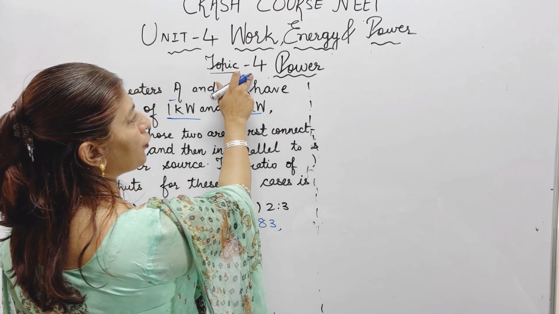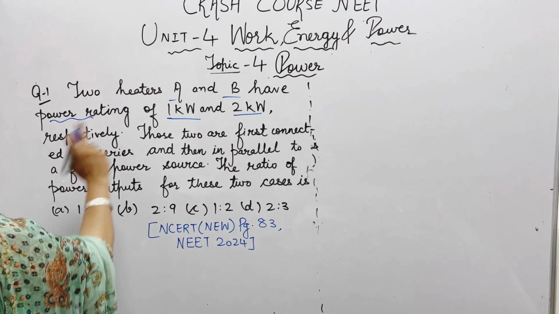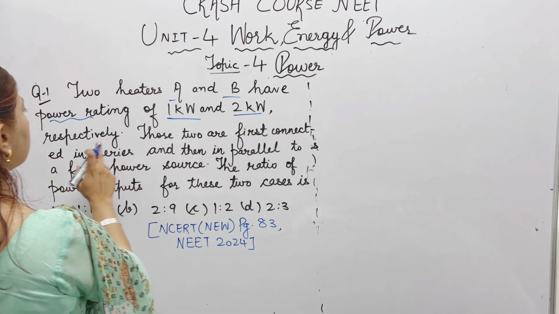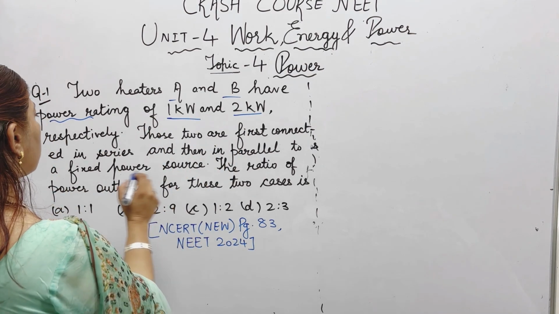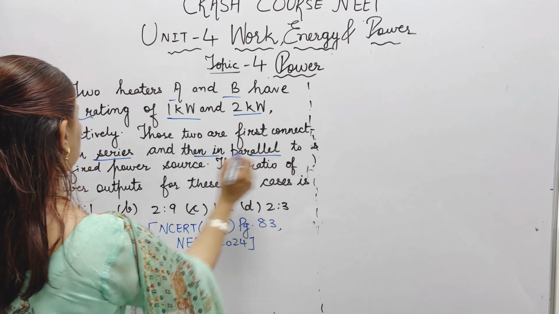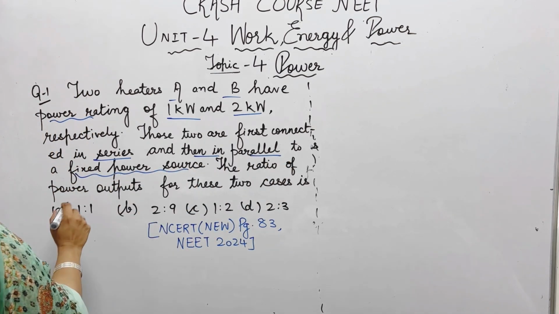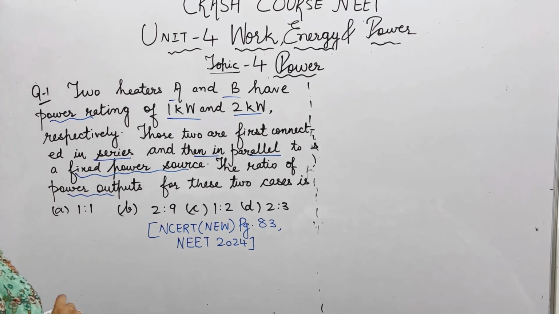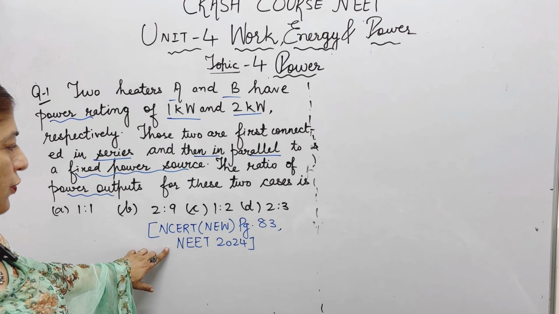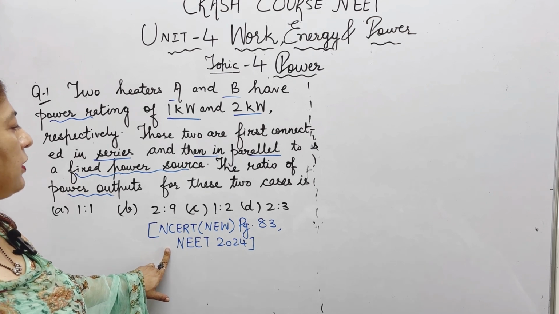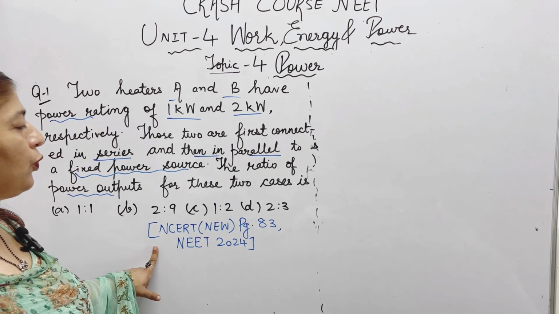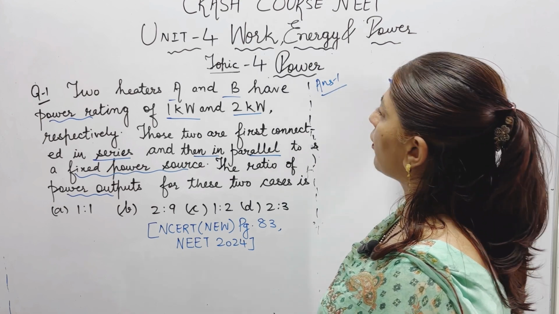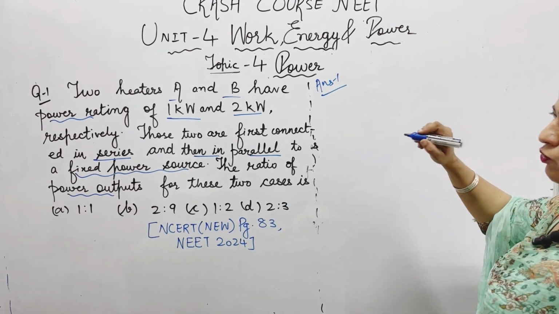Here we are taking topic number 4, power. In that the first question is: two heaters A and B have power rating of 1 kilowatt and 2 kilowatt respectively. These two are first connected in series and then in parallel to a fixed power supply. The ratio of power outputs for these two cases is, and these are the four options given. This question has come in NEET 2024 last year, and this has been given on page number 83 of the new NCERT.